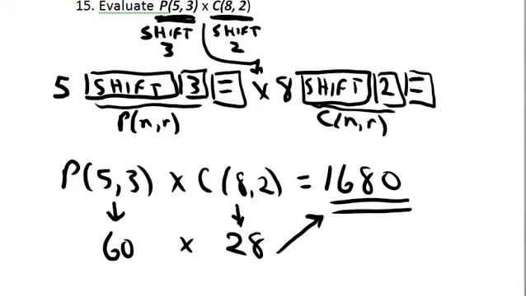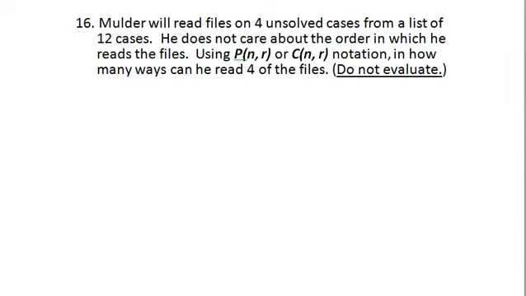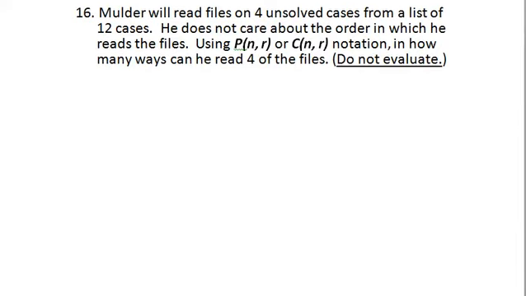Okay, let's look at another. Mulder will read files on 4 unsolved cases from a list of 12 cases. He does not care about the order in which he reads the files. Using the permutation or combination notation, in how many ways can he read 4 of the files? And it says do not evaluate. So this is just to see if you know how to choose whether the problem is dealing with a permutation or a combination. They're not asking you to evaluate anything.